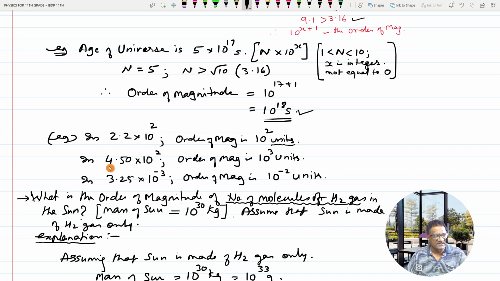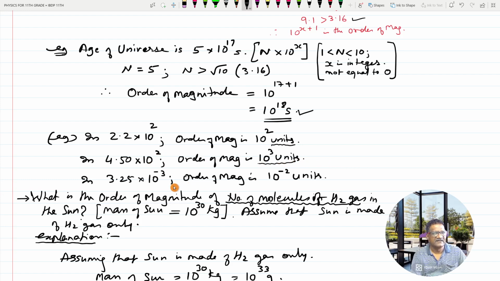Here in this number 4.5 into 10 raised to 2, again the order of the magnitude will be 10 raised to 3 units. Now why 10 raised to 3 units? Because this 4.5, here n, is greater than 3.16. And whenever n is greater than 3.16, the order of the magnitude will be 10 raised to x plus 1. So here 10 raised to x is 10 raised to 2. So you will have to write the order of magnitude as 10 raised to 3, that is x plus 1.